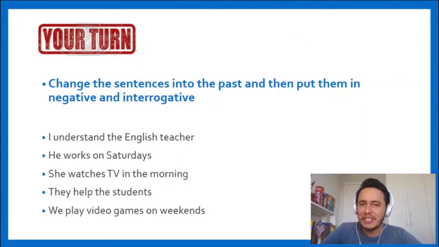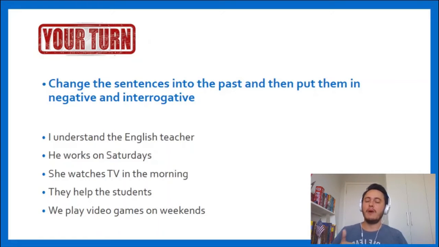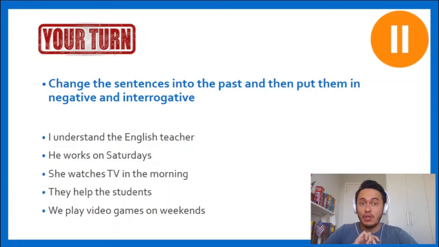So now it's your turn. I put here some examples, some sentences, and I want, first of all, to put them in the past. Then put them negative in the past, and then interrogative in the past. So I will ask you to please pause this video so you can do the exercises. And in the next slide, I'll be correcting them with you. Okay, so 5 seconds, pause the video, 4, 3, 2, 1. All right, did it? Let's go to the correction then.